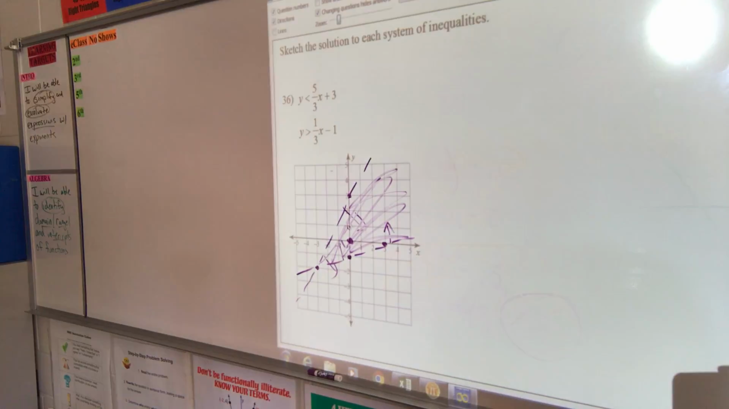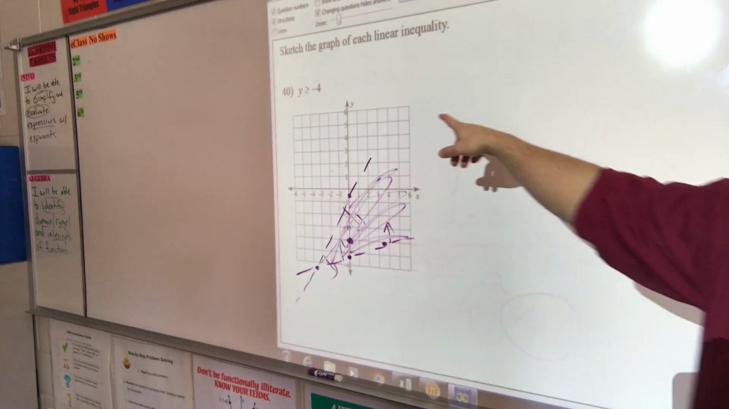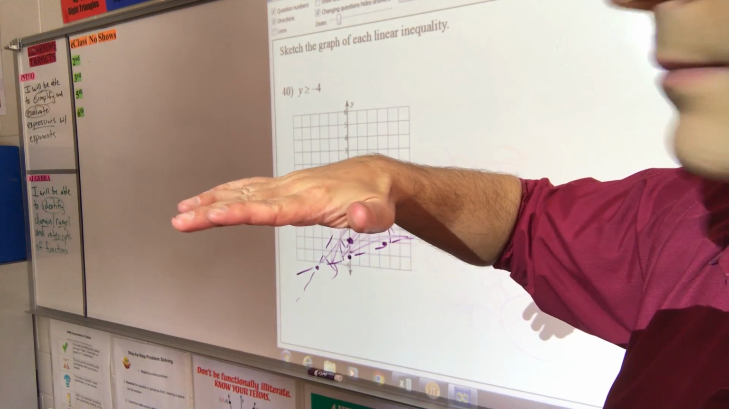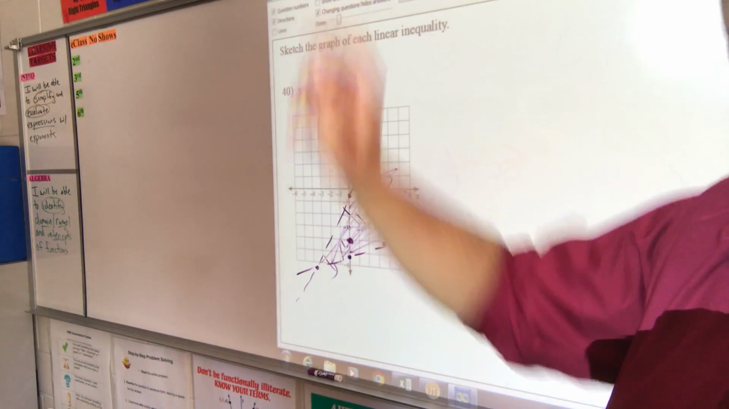Okay, let's see what else we got going on here. I don't think anything. Okay. Y is greater than or equal to -4. Y lines are horizontal. That's greater than, so you would shade up. Right up there. Up, up.